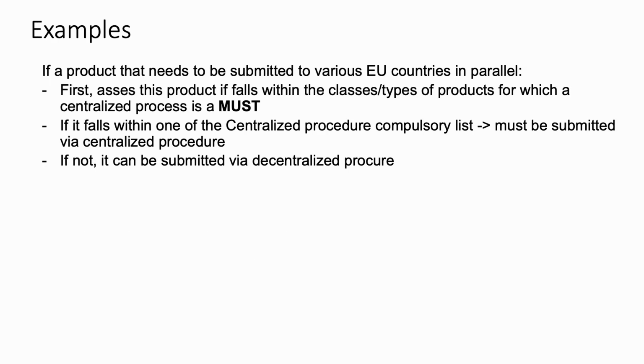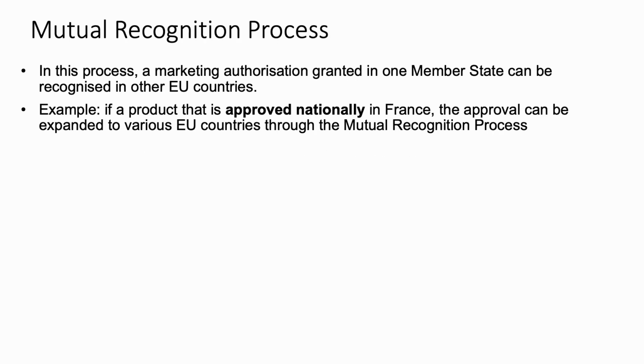Now, an example here, if a product needs to be submitted to various European Union countries in parallel, first we assess if this product falls within the classes or types of products for which a centralized process is a must, so it's compulsory. If it falls within one of the centralized procedure compulsory list, then it must be submitted via centralized procedure. If not, it can be submitted via decentralized procedure for a few countries.